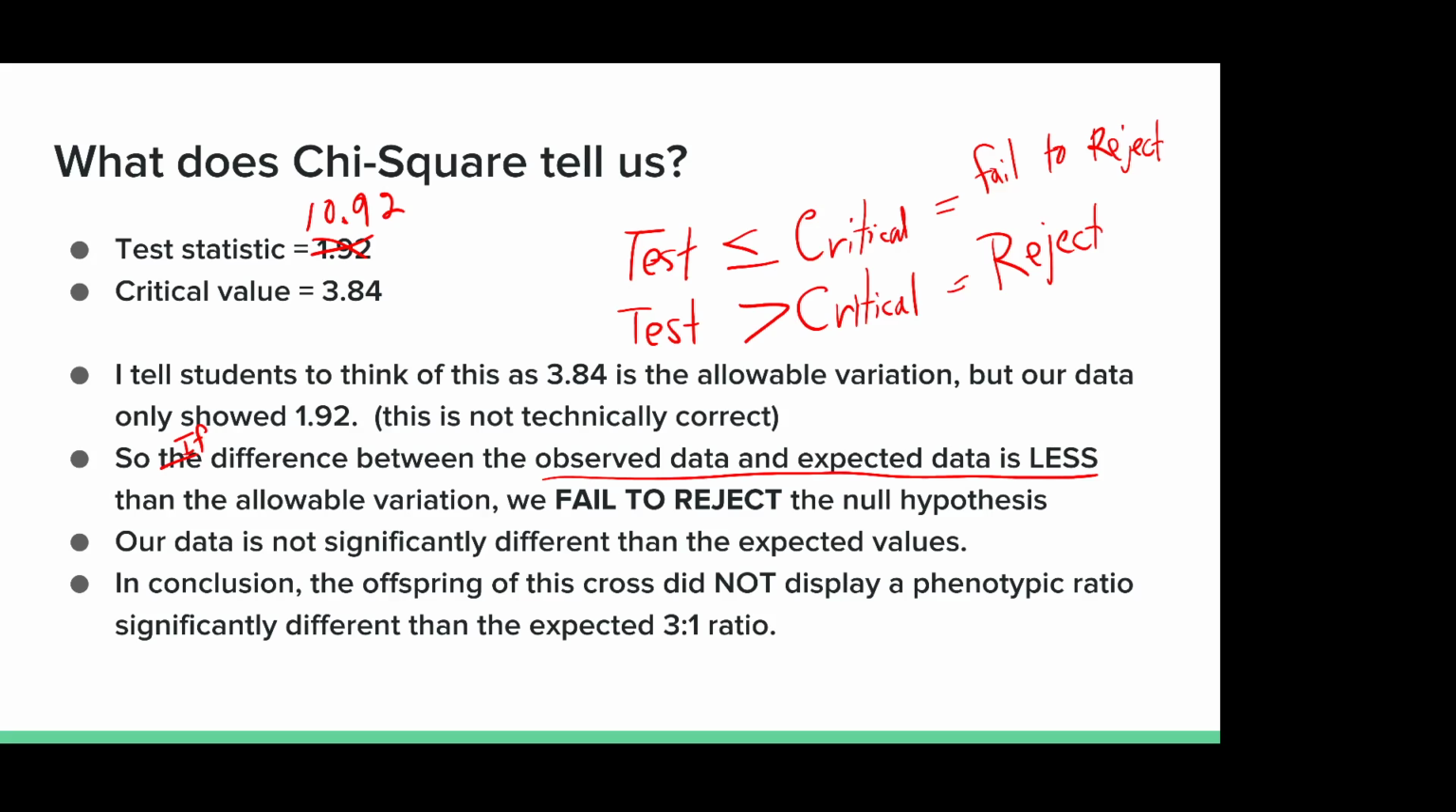It could have been the other direction, that we would have been able to reject the null hypothesis. If we were able to reject the null hypothesis, that would mean that our data is significantly different than the expected values. You could even state significantly less or significantly greater. And then in conclusion, the offspring of the cross did display a phenotypic ratio that is significantly different than the 3-to-1 ratio. You can go pretty deep into the weeds for chi-square, and this is only one.